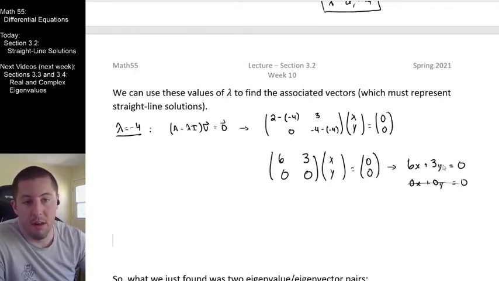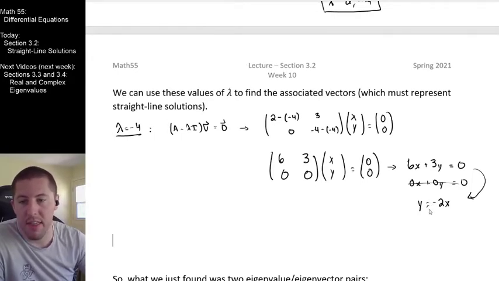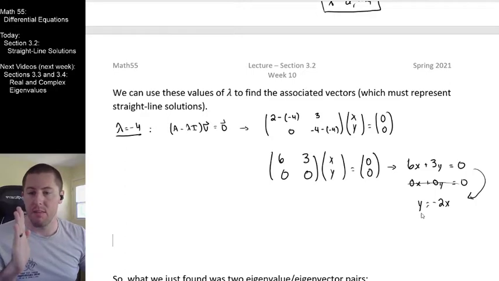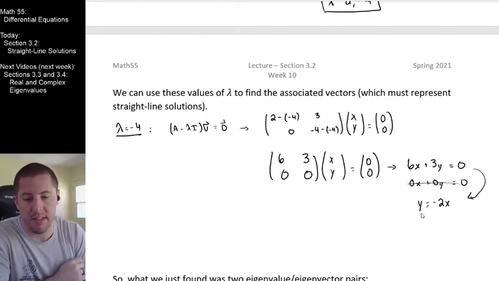If we do a little bit of solving here, then we're going to find that y equals negative 2x is our solution to this equation right here. And this is exactly the straight line solution that we found yesterday, that this was living on the negative 1, positive 2 vector. That's exactly a point that's on this straight line solution right here.